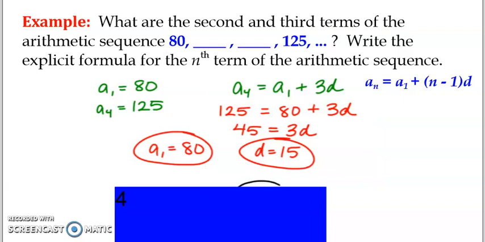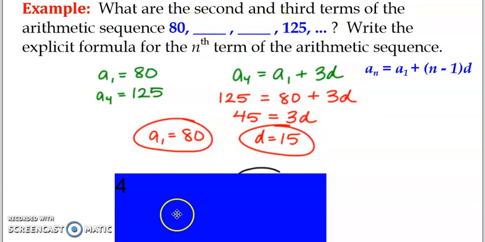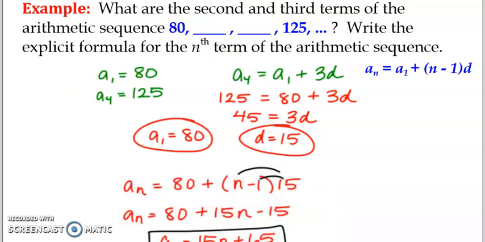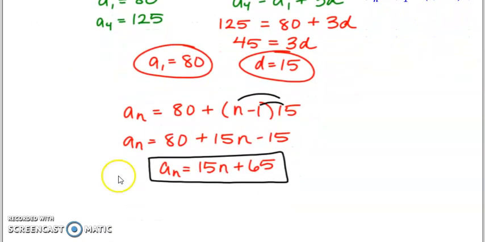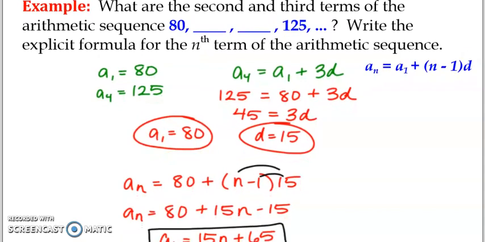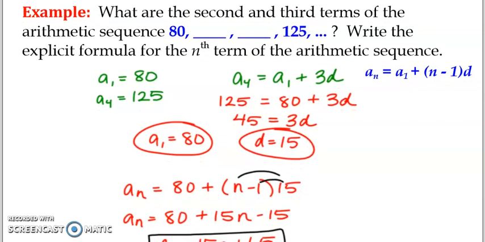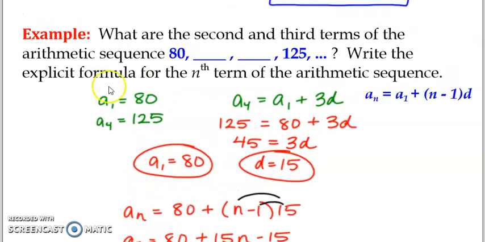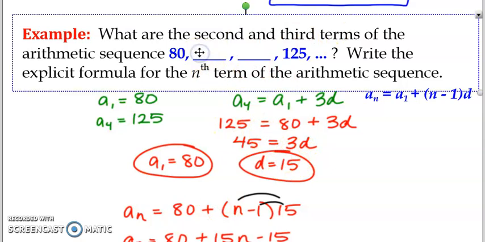All right, let's plug in what we know. Our common difference here is 15, and that makes sense that it's positive, right? We're increasing in value. So then plug in our first term and our common difference, combine like terms, make it look nice, and we get the explicit formula a sub n equals 15n plus 65. And just to double check, we're not asked to find the rest of it. Oh, I guess it says what are the second and third terms? Whoops. Well, if my common difference was 15, that would be 95. And then this would be 95 plus 15, 110.